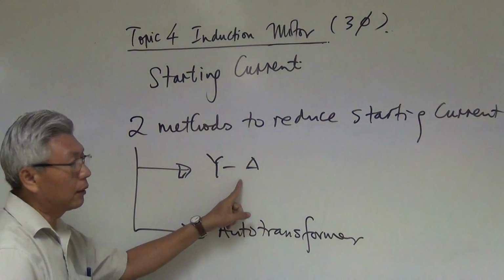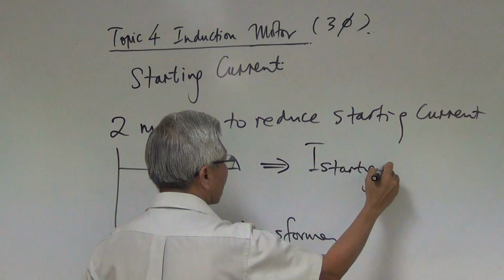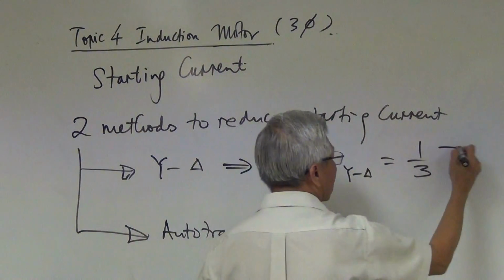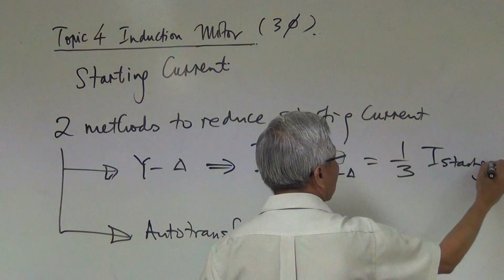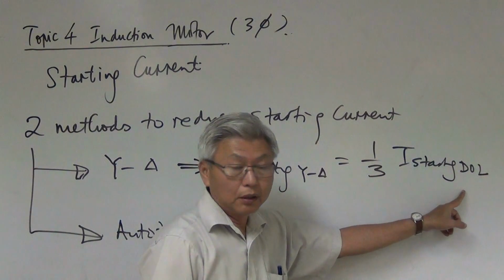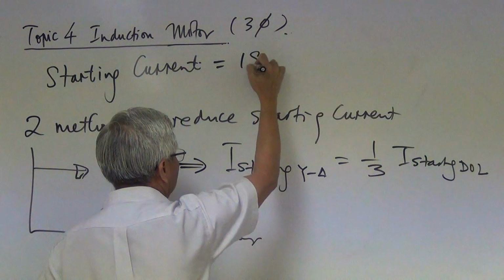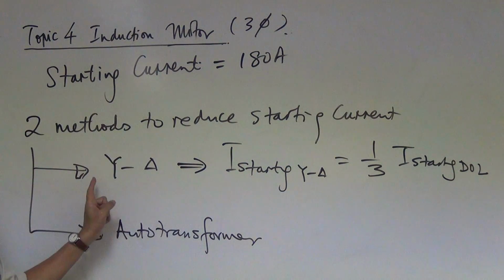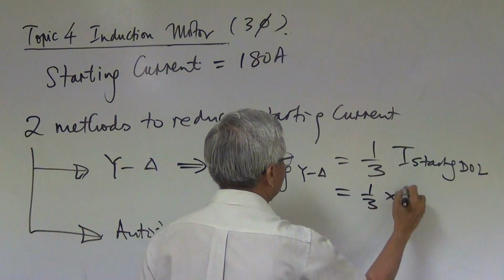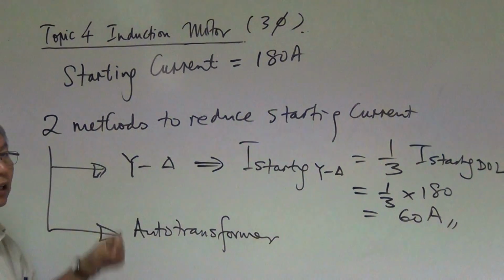Now, if you were to use a star-delta method, the new starting current, alright, the star-delta method, right, is equal to 1/3 of the starting current. DOL stands for direct online. Direct online means original. Right? So in my original starting current, let's say my original starting current is equal to 180 ampere. If I were to use a star-delta method, the new starting current now is 1/3 of 180, so that's equal to 60 ampere. Okay, so that's the meaning of this.